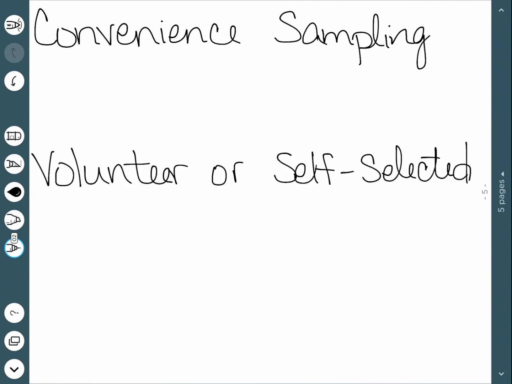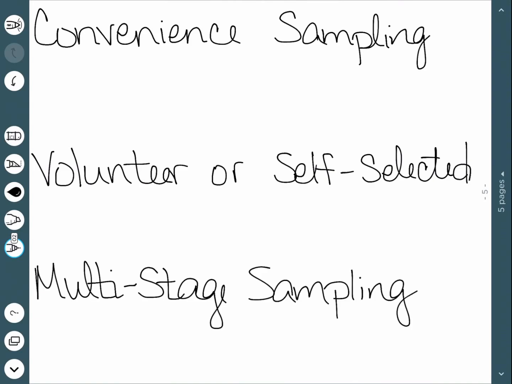The next is a volunteer or self-selected sample. These are where respondents decide if they want to be included, and it's usually people who feel very passionate one way or the other. Mainly because they have to decide that they want to be included, and usually you don't want to be included unless you are very strongly for or against. So they're also not ideal because you don't usually get the middle of the road people.